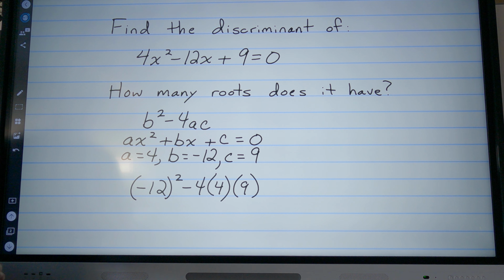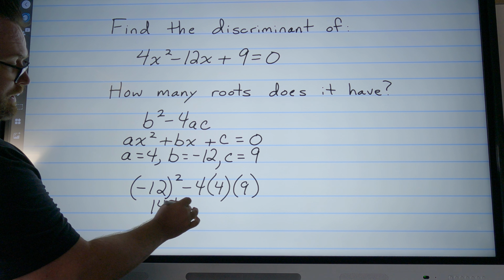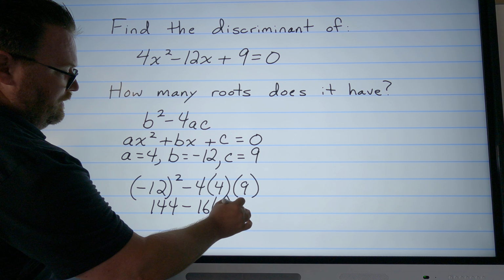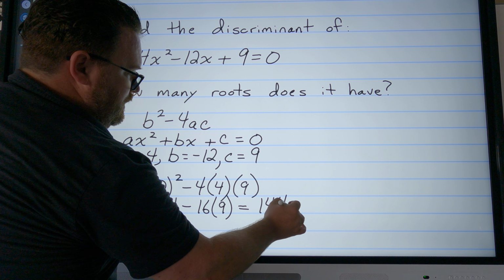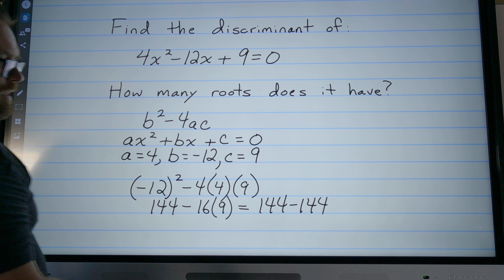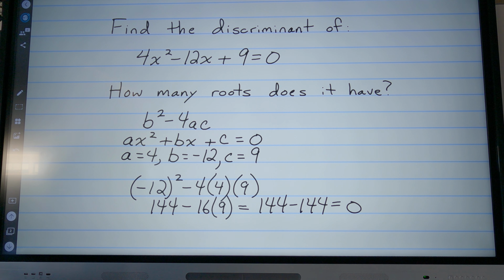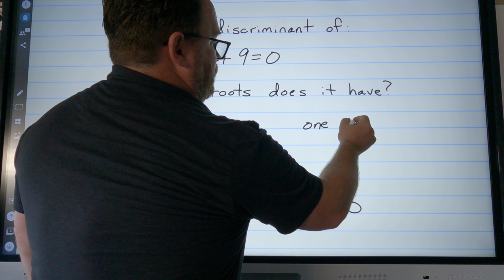Negative 12 squared is negative 12 times negative 12, which is positive 144. Minus 4 times 4 is 16 times 9. So that becomes 144 minus 144, because 16 times 9 is 144. So our discriminant is 0. And when the discriminant is 0, that means we have one unique real solution.